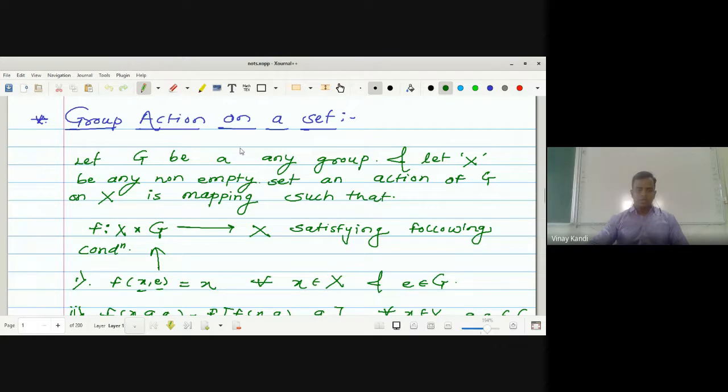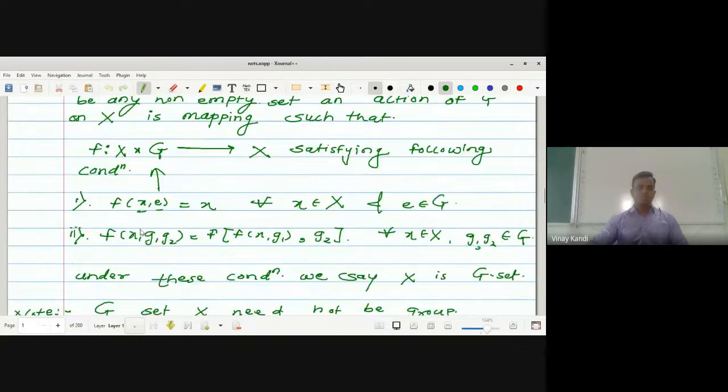What is the group action? It is nothing but one map from X cross G to X, satisfying these two properties. First, f of (x, e) is equal to x, for all x belonging to capital X and e belonging to capital G. This X need not be a group. It is a non-empty set, any non-empty set.